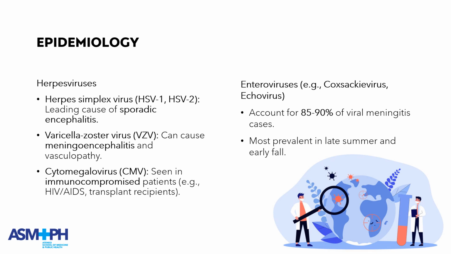The herpes simplex virus is the leading cause of sporadic encephalitis, and that includes both HSV1 and HSV2. Varicella zoster can cause meningoencephalitis, and cytomegalovirus is usually seen in immunocompromised patients. Enteroviruses such as Coxsackie virus and echovirus account for 85 to 90% of viral meningitis cases, and they are most prevalent in summer or early fall.